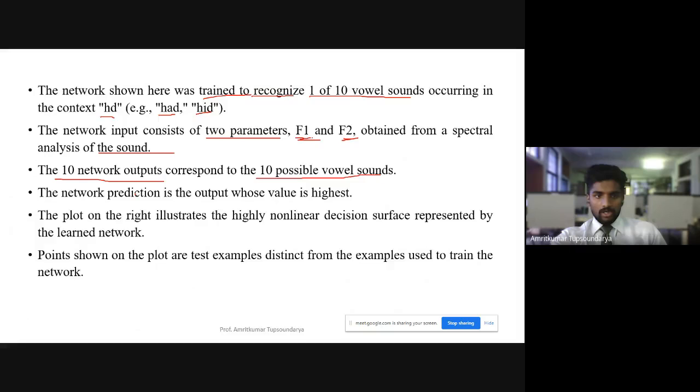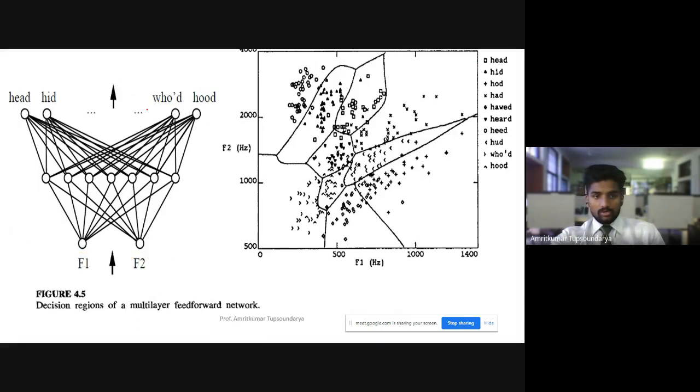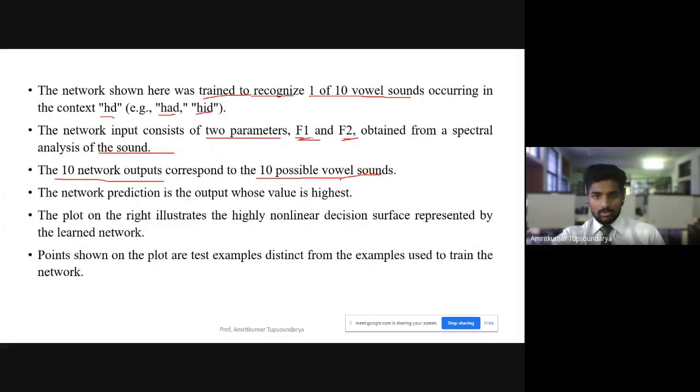Now, what are these 10 network outputs? Let's say we have 1, 2, and so on up to 9 and 10. So we have 10 different network outputs representing 10 different pronunciations of that word, right? So 10 possible vowel sounds. The output nodes represent the possible vowel sounds.